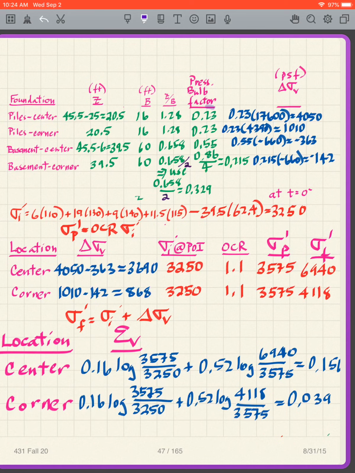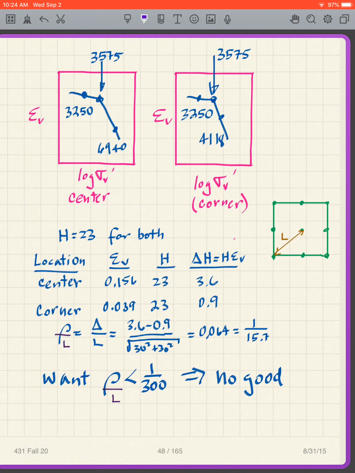So we can plot these. Remember how we do this, we put on our sigma prime P at the inflection point there. Our sigma prime I is less than that, so it goes to the left. Our sigma prime F is greater than that, so it goes to the right. That tells us we're going to use both parts of the equation. Looks like that.